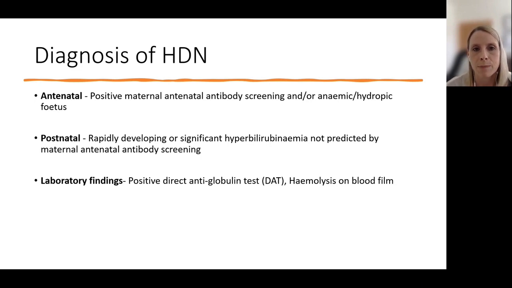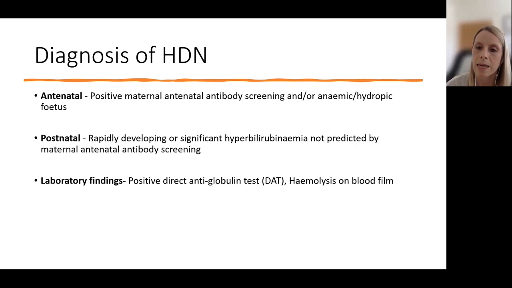So if a mummy has a positive antibody screen, then we're going to keep a closer eye on this baby. If she's Rhesus negative, we'll give her anti-D. These babies will be flagged up to the neonatal team in order to monitor them more closely after delivery. Sometimes if they're not picked up on antibody screen, or even if they are picked up on antibody screen and they're being monitored during pregnancy, on the ultrasound scan, we can also pick up evidence of haemolytic disease of the newborn if it's more severe.